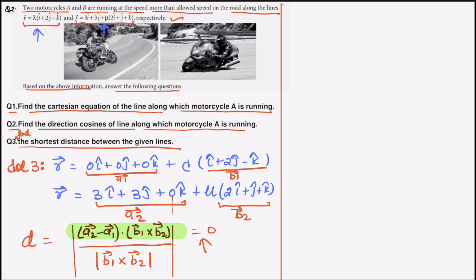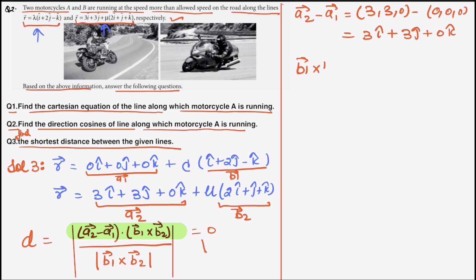Okay, so let's find a2 vector minus a1 vector, that is 3, 3, 0 minus 0, 0, 0. From here we can write 3 i cap + 3 j cap + 0 k cap. Okay, next is b1 cross b2.